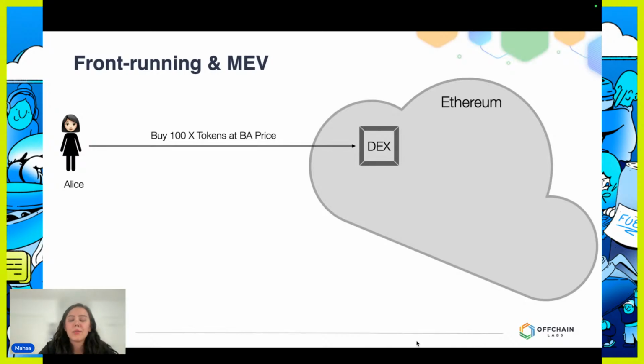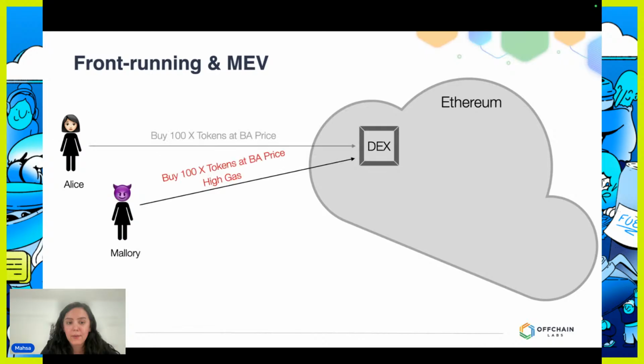This is a visual that explains how front running works on the Ethereum blockchain. Let's say we have Alice, who wants to buy 100x tokens at the best ask price on a decentralized exchange that sits on the Ethereum blockchain. Alice sends the transaction, but because everything is public and transparent, Mallory, the malicious person, sees the transaction before it even goes through. Mallory thinks that she can buy that token herself. So she sends the exact same transaction as Alice.